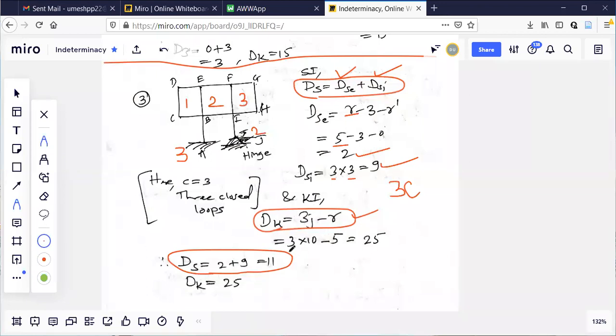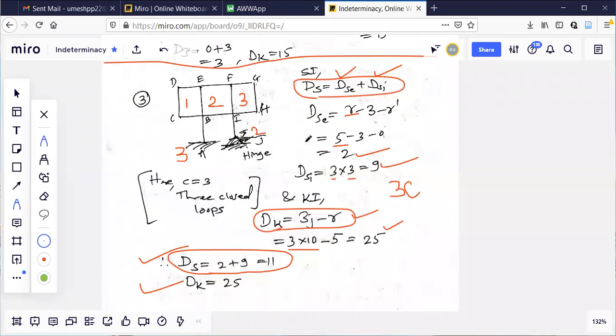So 3j minus r is 3 into 10 minus r, where r is the number of unknown reactions, 3 plus 2, that is 5. So 30 minus 5 is 25. So finally, you have to write like this: DS is 11, DK is 25. Okay. Is it clear, how to solve this problem? Any questions here?